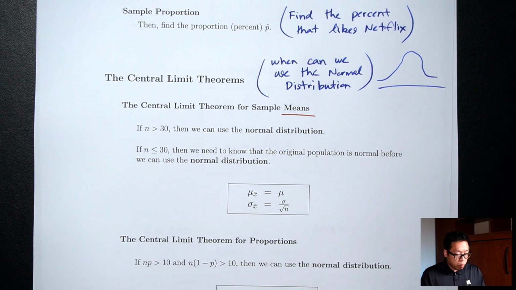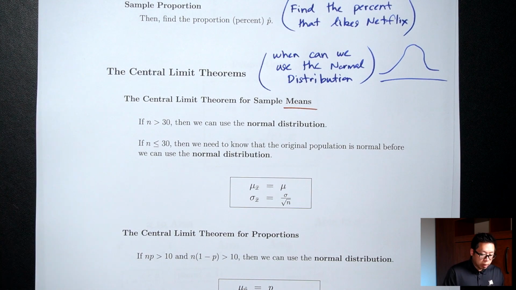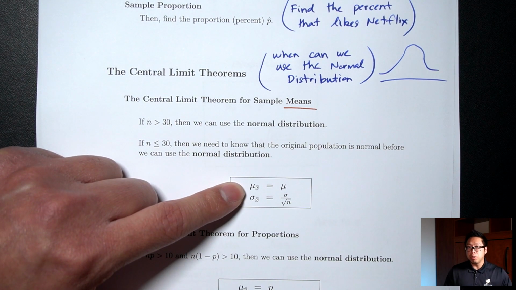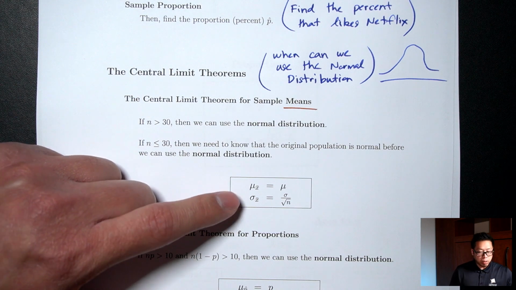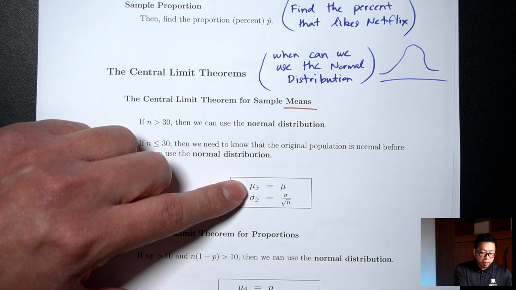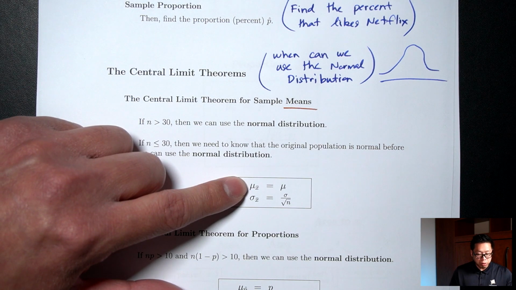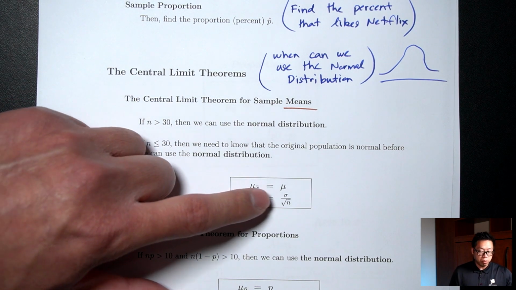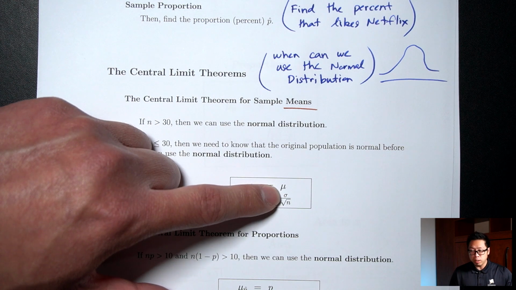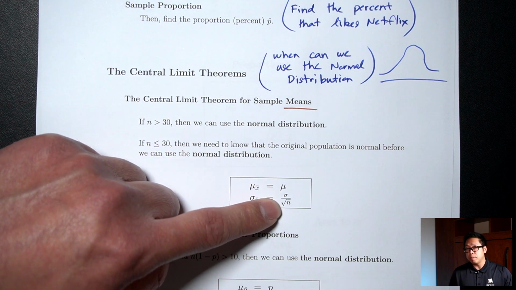And then even more, the central limit theorem tells you what mean you should use and what standard deviation you should use when you use the normal distribution. So we saw this last time. For the mean situation, the mean you should use is the original population mean. The standard deviation you should use is the original standard deviation of the population divided by the square root of n, which is the sample size.